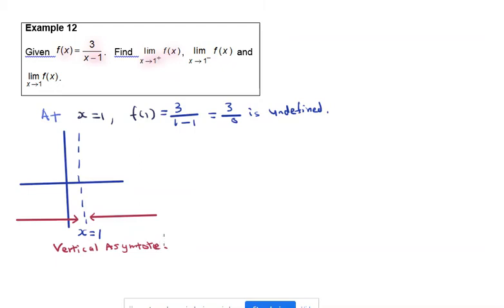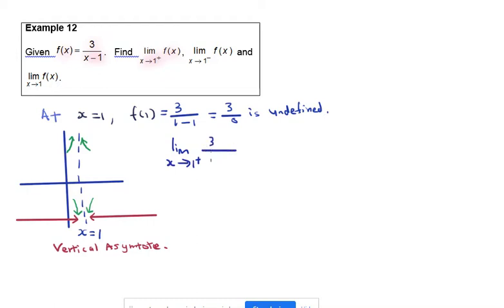When x approaches a vertical asymptote from the left and from the right, the graph will either approach positive infinity or negative infinity. Let's determine which one. We start from the limit when x approaches 1, and we start from the right hand side first.